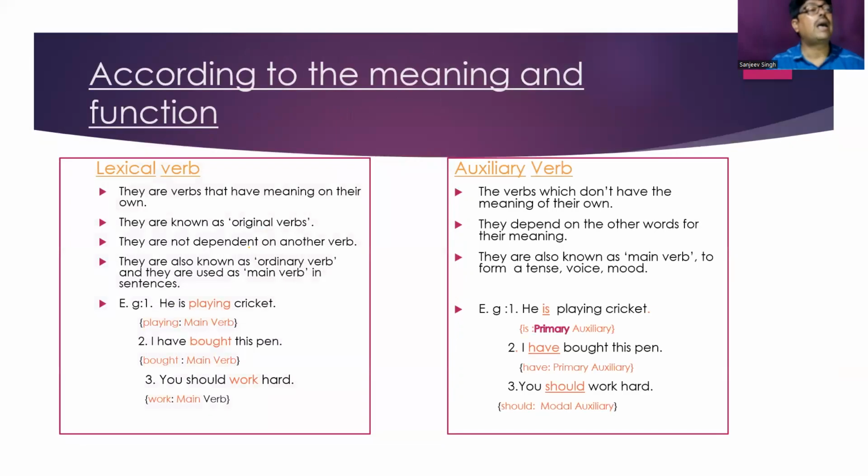Okay, so I would like to mention the first level, that is according to meaning and function. That means at the first level, meaning and function. We can divide the verb according to meaning and function into two parts. The first one is lexical verb, and the second one is auxiliary verb. Lexical means original, and auxiliary means dependent.